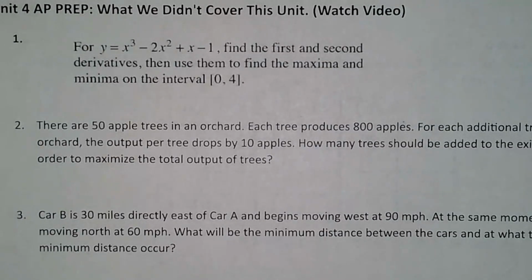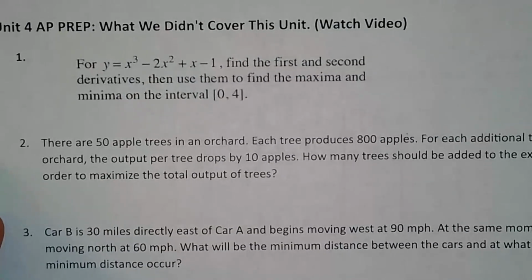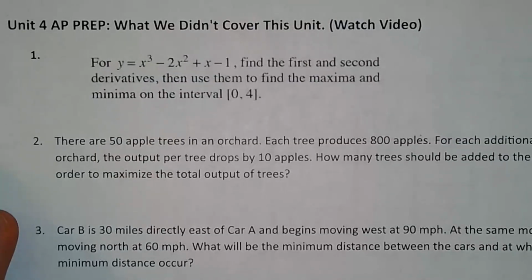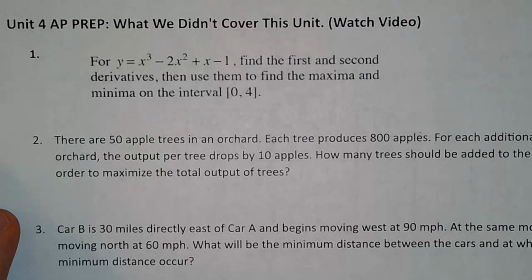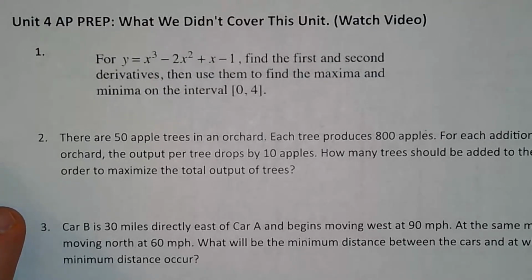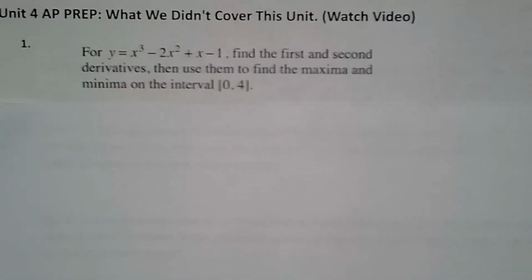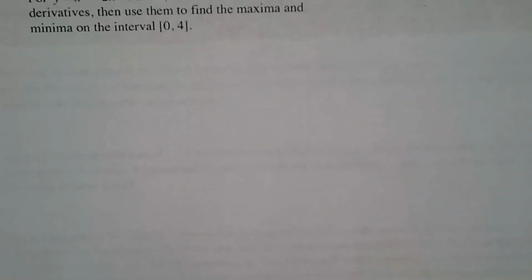Okay, this is the unit for AP Prep, things that we did not cover this unit. We are starting with number 1. For y equals x to the third minus 2x squared plus x minus 1, find the first and second derivatives, then use them to find the maxima and minima on the interval 0, 4. So, let's zoom out here.